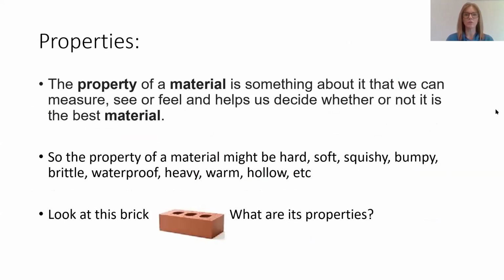And then the next slide goes on to talk about properties. So the property of a material is something about it that we can measure, see, or feel. It helps us decide whether or not it is the best material. So there's an example at the bottom here, the brick. You need to think about what the properties of that brick are. If you have a look just above that, you've got some words there: hard, soft, squishy, waterproof, warm, hollow, etc. You can obviously think of some yourself. See if you can think about the properties of the brick, so how you would describe it. So something we can measure, see, or feel.